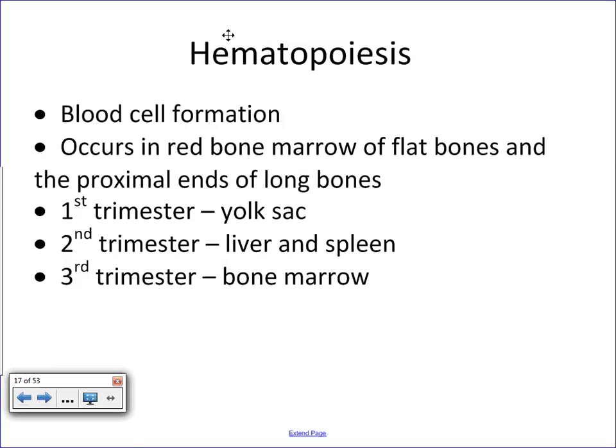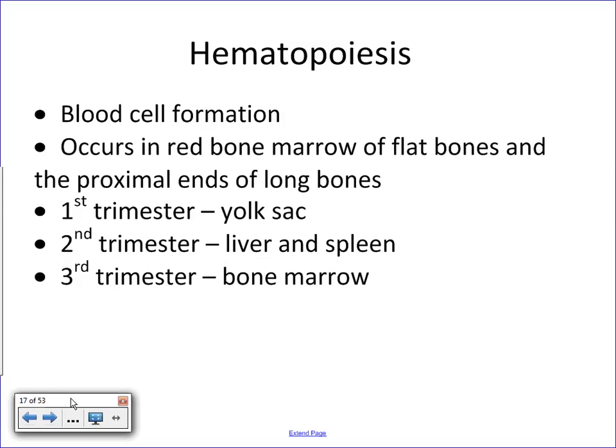All right, in this next brief video, I want to introduce the topic of hematopoiesis, and then talk a little more specifically about a process called erythropoiesis, or the production of red blood cells.